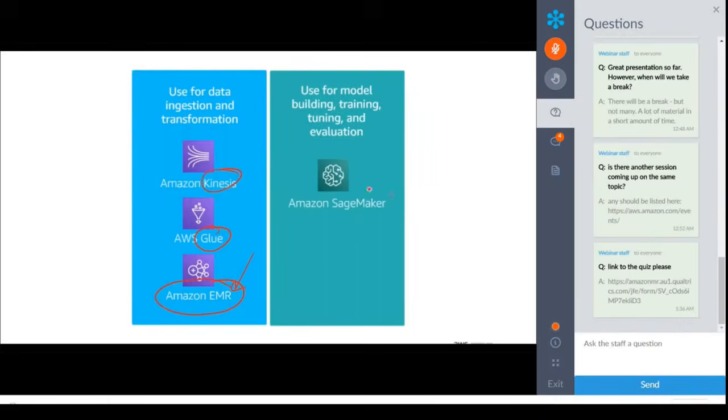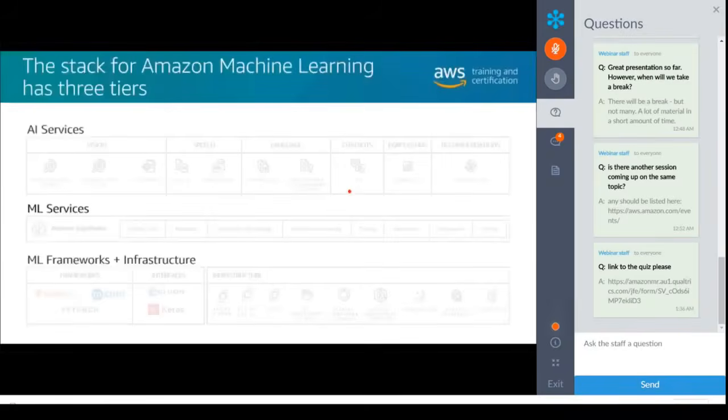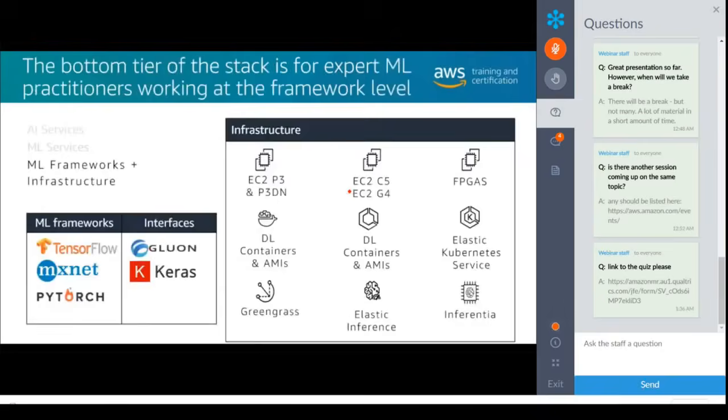And then use SageMaker for everything else. SageMaker is for actually constructing the model, doing development, and kicking off the training. You can kick it off from SageMaker to use the training service in the back end, to do tuning, tweaking, and parameter searches. All of that can be done within SageMaker. So we have multiple tiers available in our machine learning stack.